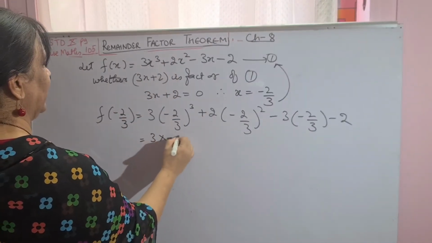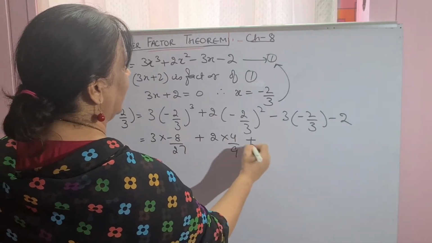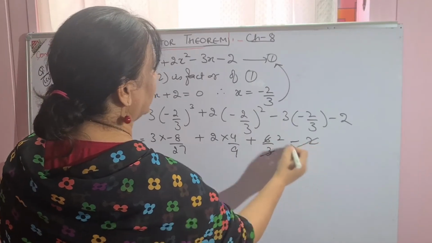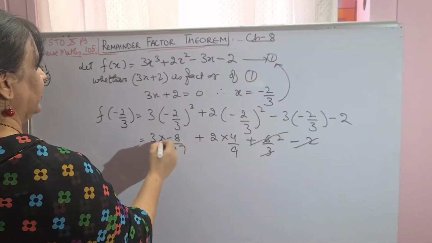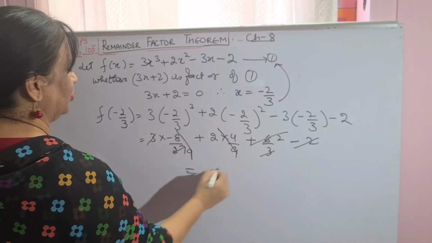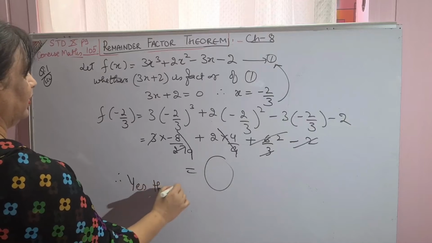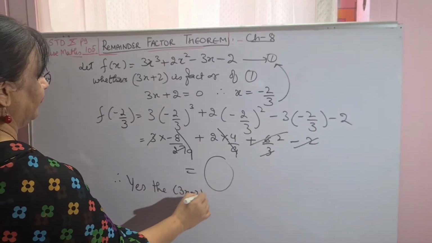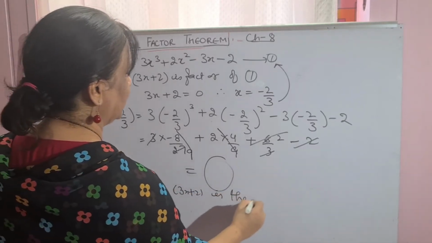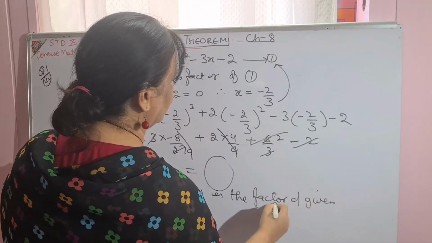So see, 3 into -8/27 plus 2 into 4/9 plus 3 into 2/3, which is again 2, and this is -2. Minus 2 plus 2 cancels, and over here 3 nines are 27, so -8/9 plus 8/9 cancels, and of course you are getting a big 0. So yes, 3x + 2 is a factor of the given polynomial, because after substituting the value of x, I found that the polynomial is equal to 0.